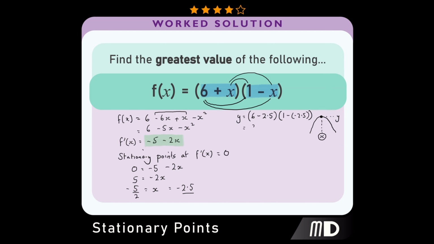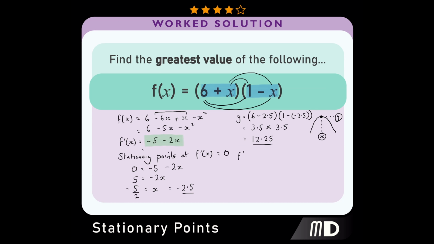And so the first bracket is 3.5 multiplied by the second bracket, which is also 3.5. And 3.5 multiplied by 3.5 is 12.25. So now I know that the y value is 12.25. So at this point, I've got the answer to the question, but I'm just going to do one more check.